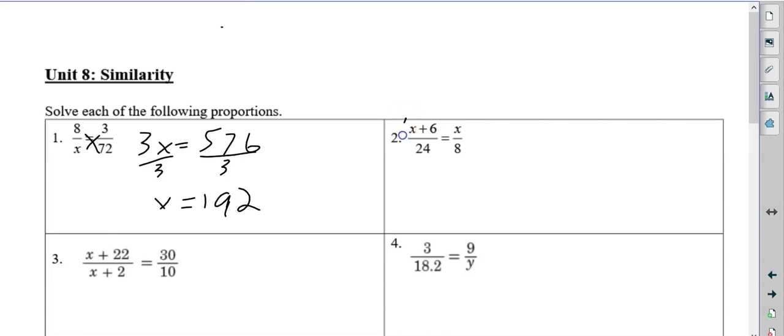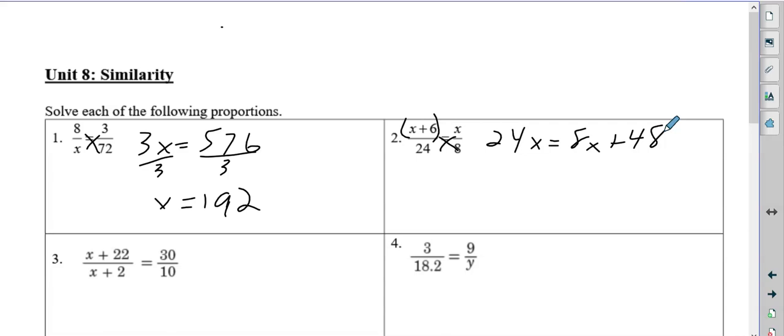Remember, anytime you see a binomial, make sure you put in parentheses. So when you write this, you don't write 8x plus 6. The most common mistake is to write 8x plus 6. It's 8 times x and 8 times 6. Okay?